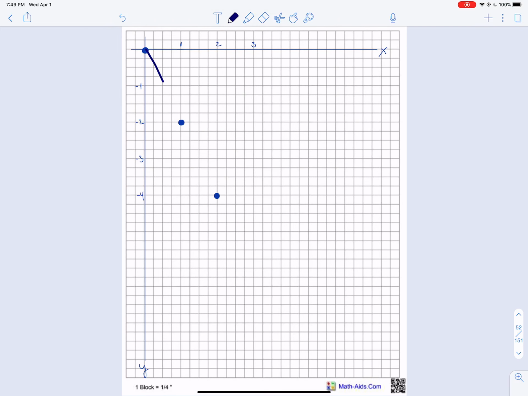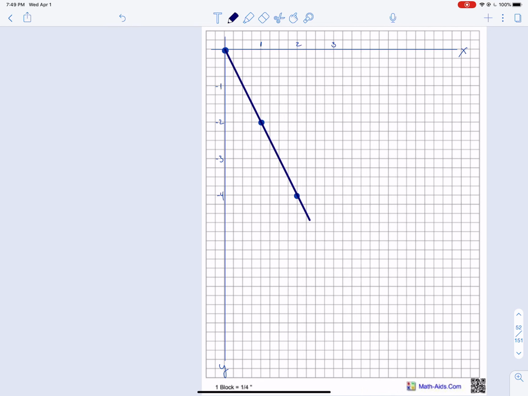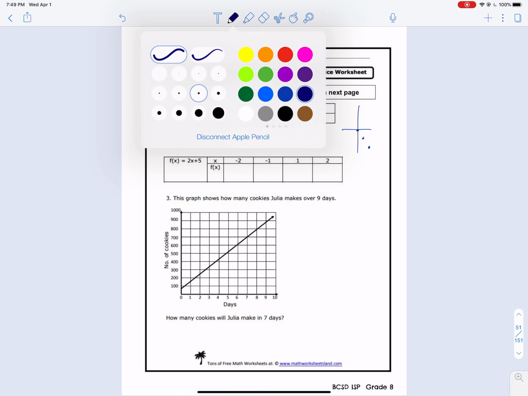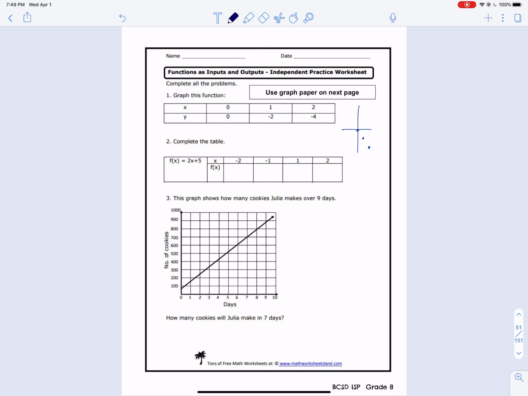Okay. Just make sure it all lines up. Yeah, perfect. So it's a straight line. Okay, so that's done. All right. Number 2, complete the table.